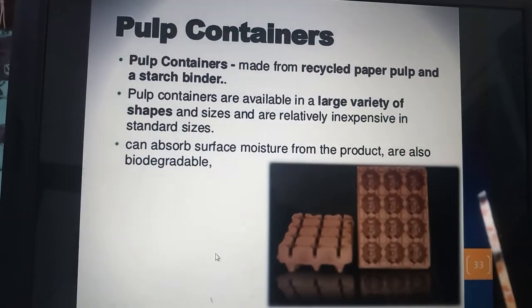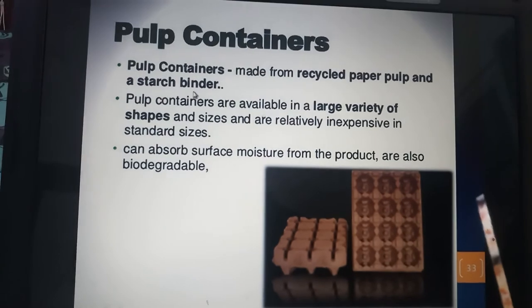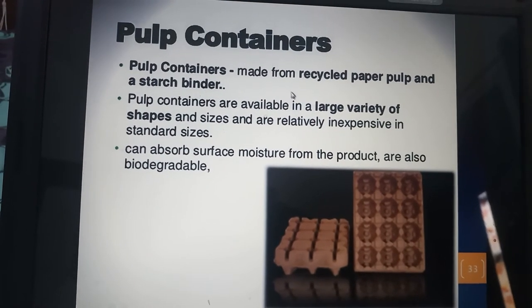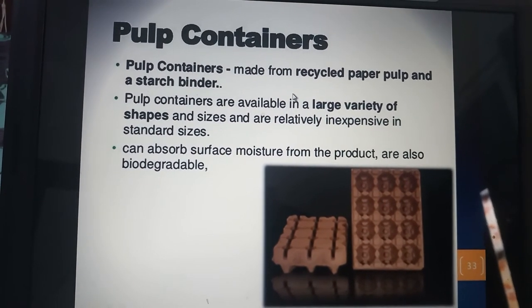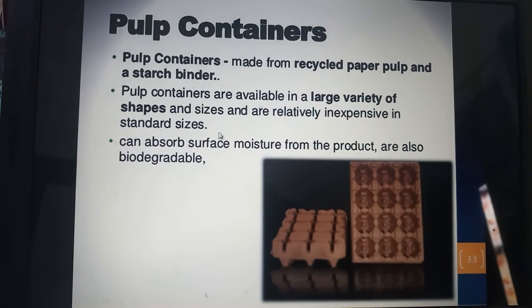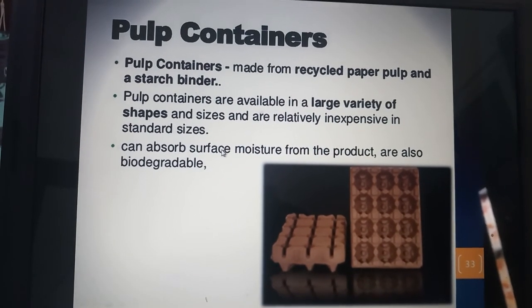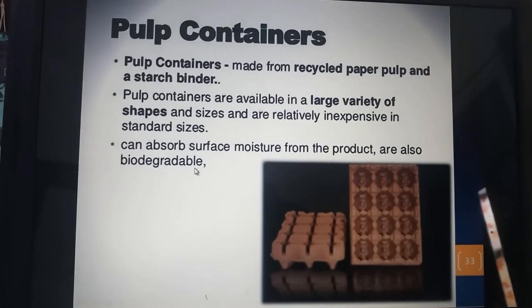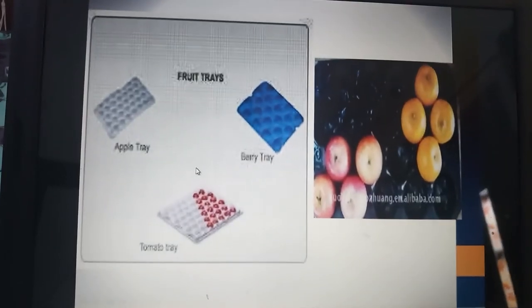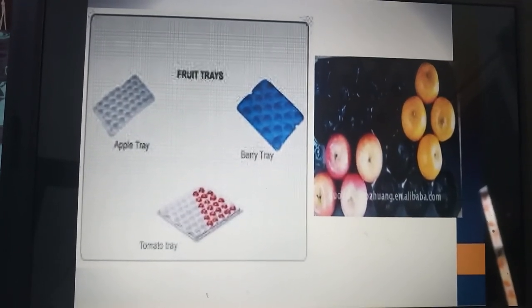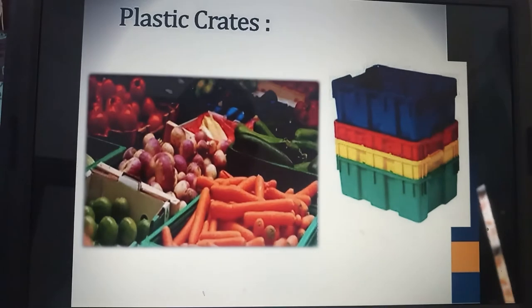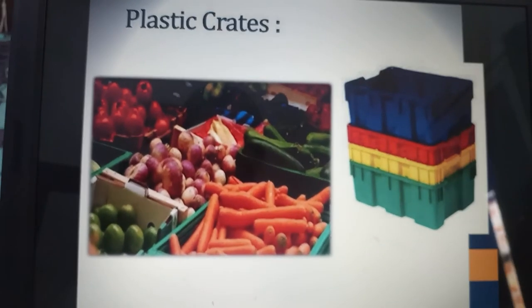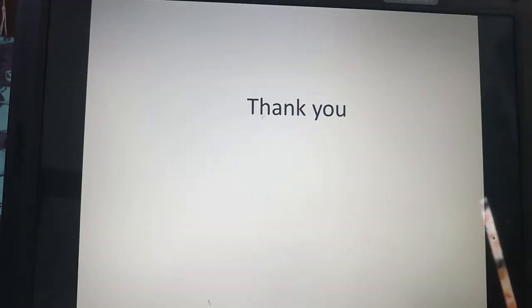With this, we have the pulp container made from recycled paper pulp and starch binders. They can absorb the surface moisture from the product and are also biodegradable. These are a few examples. Then again, for bulk carrying, we have plastic crates.